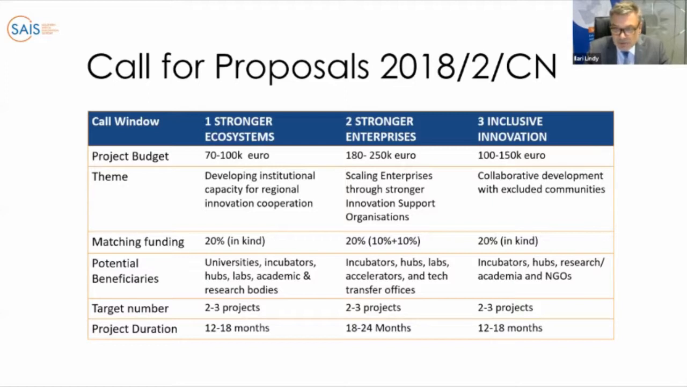Second window, stronger enterprises. This is our biggest window, and it's 180 to 250,000 euros. This is about scaling enterprises through stronger innovation support organizations. Here, the matching funding requirement is different. Here, we would look forward to having 10% of the matching funding or matching resources in cash.